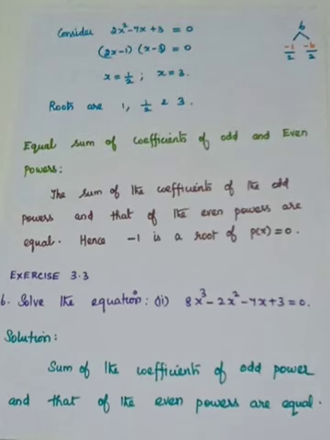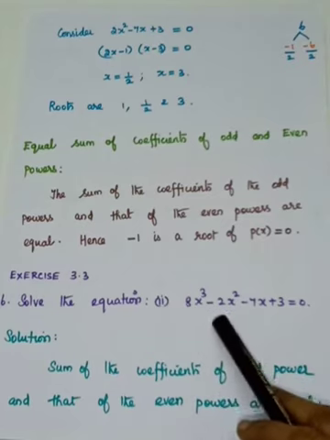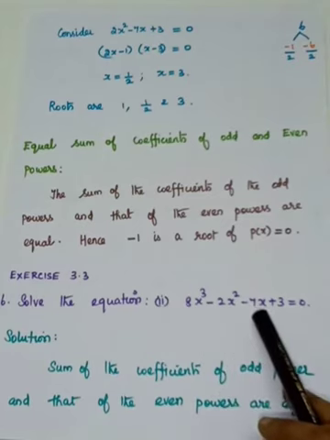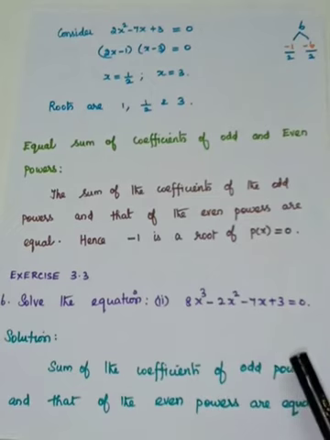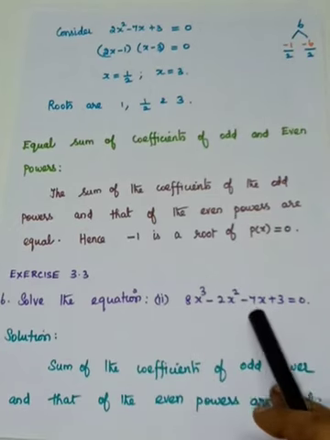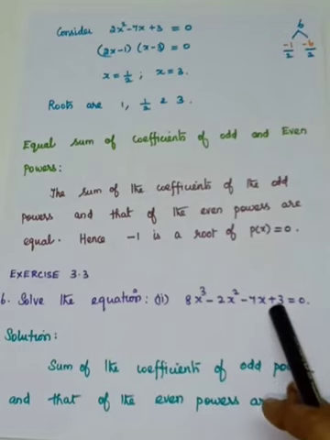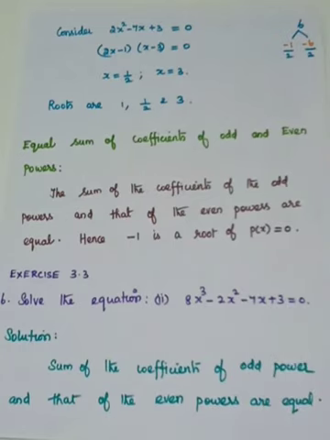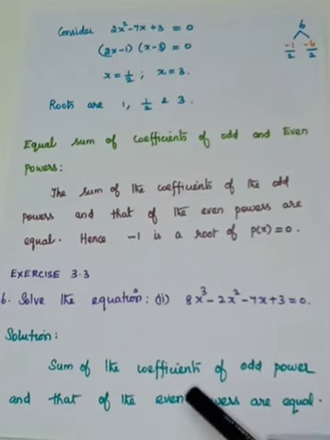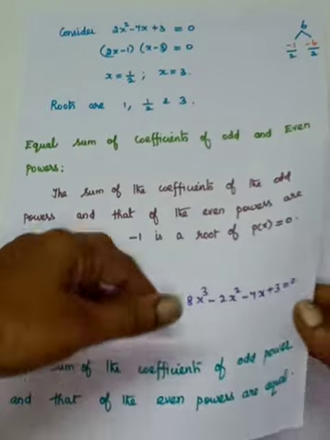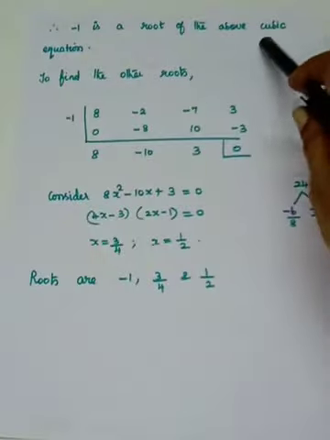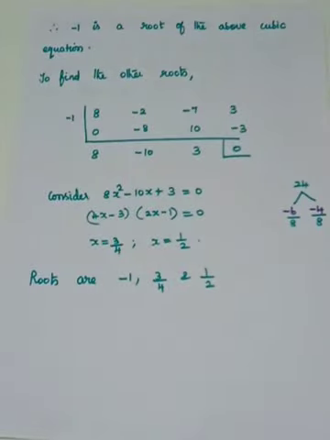Coming to the exercise 3.3, sixth problem, second subdivision. Look at this. 8x cube minus 2x squared minus 7x plus 3. Okay, you see that odd powers of the coefficient 8 minus 7. 8 minus 7 is, what is it? It is 1. So, even power of the coefficient minus 2 plus 3. So, minus 2 plus 3 is 1. So, both are equal. So, sum of the coefficients of odd power and sum of the coefficients of even power are equal. So, therefore, minus 1 is the root of the above cubic equation. So, minus 1 is a root.